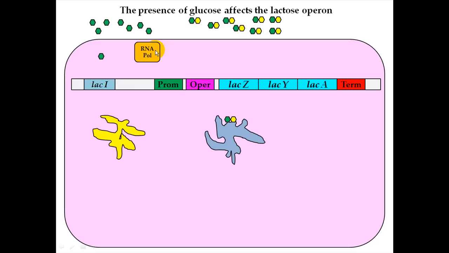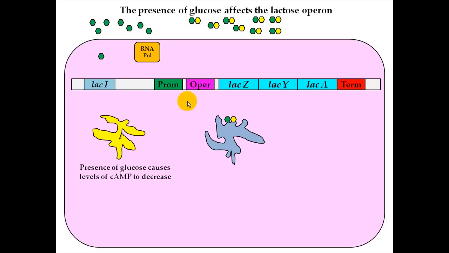And if there is no RNA polymerase available, or if RNA polymerase can't bind to the promoter, that means that these genes found in the lac operon never get turned on. And so again, we're saying that the presence of glucose ends up turning off the lactose operon, and here's how the cell ends up doing that.